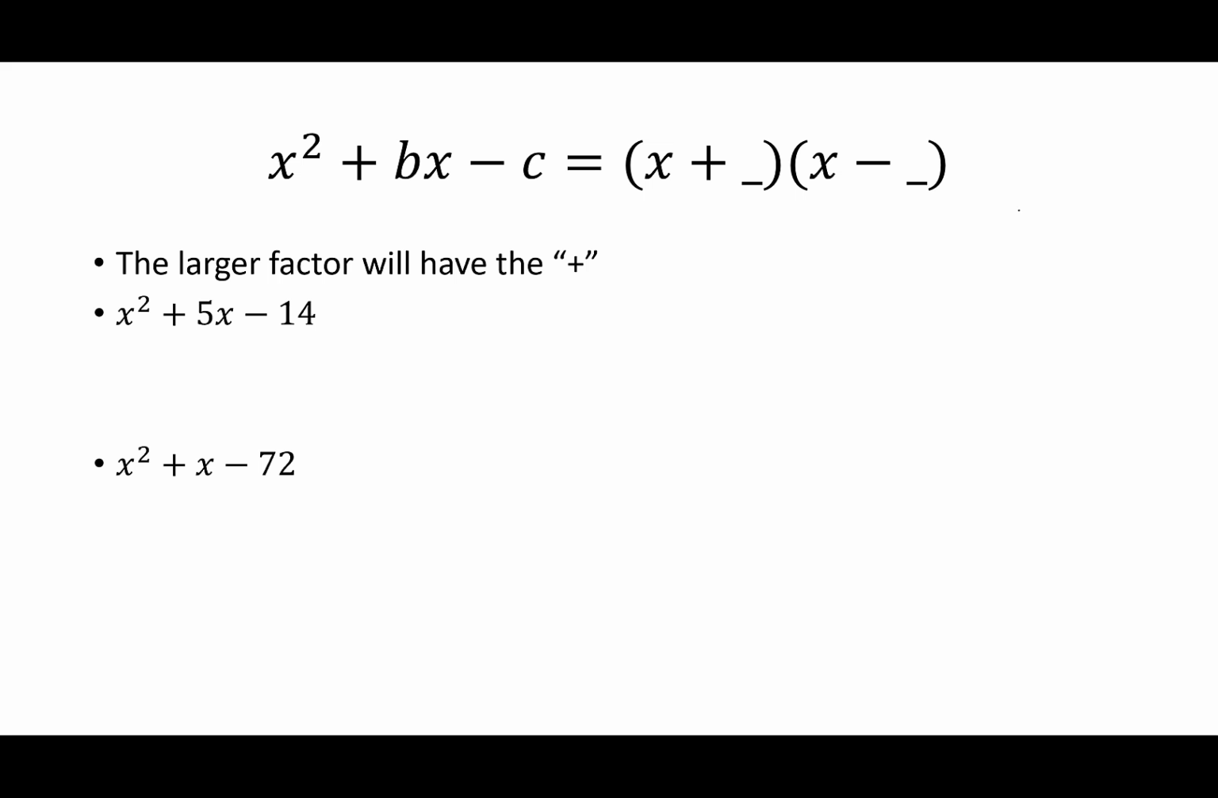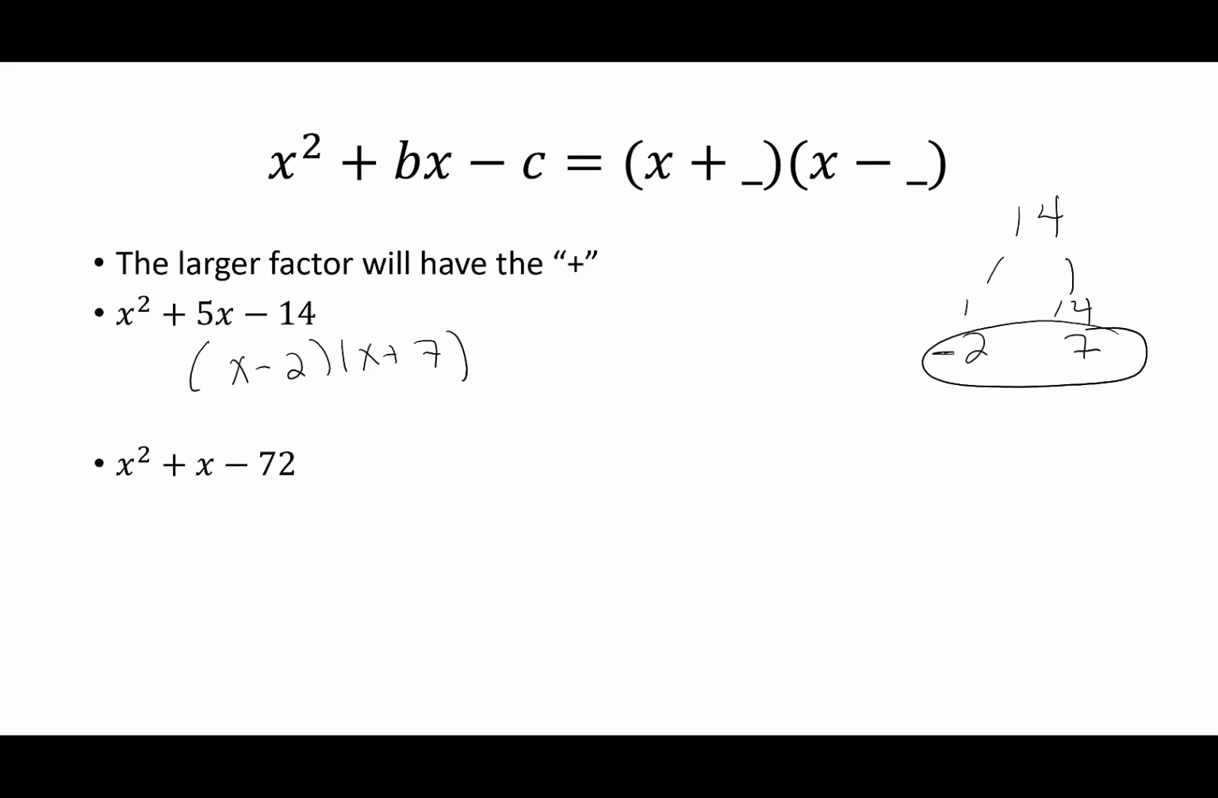So with negative 14, I think factors are 1 and 14. I could have 2 and 7. Those are my choices, so I stop at the 2 and 7. B is positive, so I'm going to leave the 7, the bigger number, positive, and the 2 will be negative. So I have x minus 2, x plus 7.